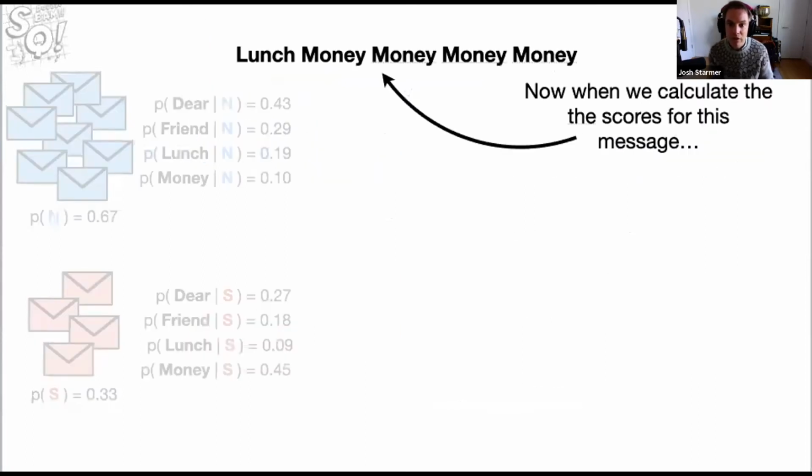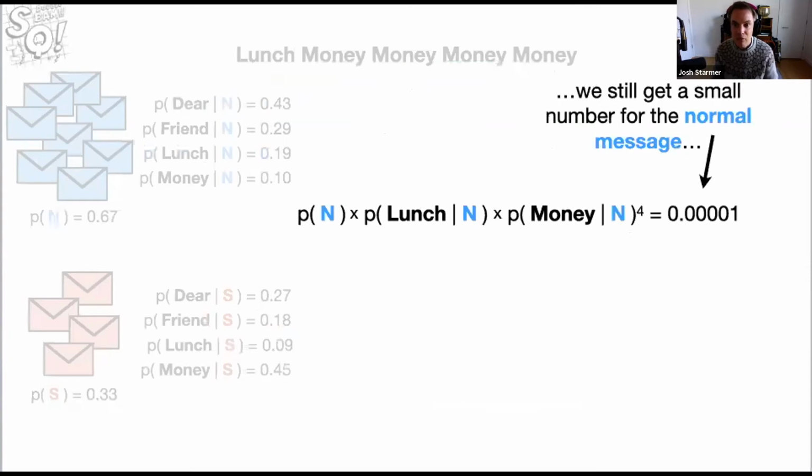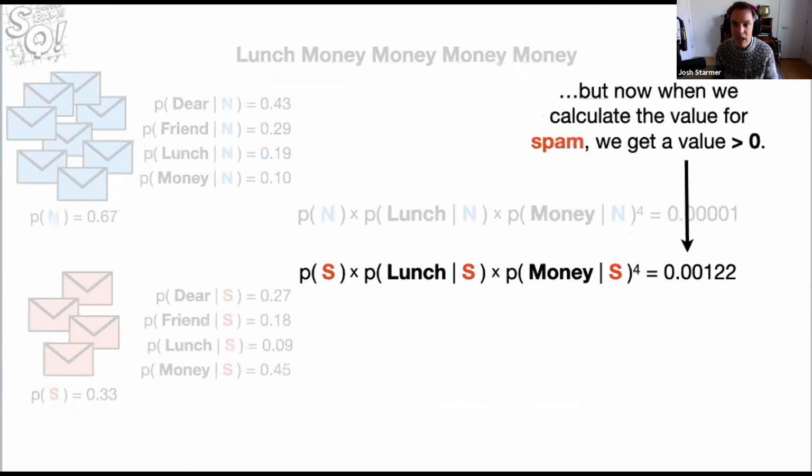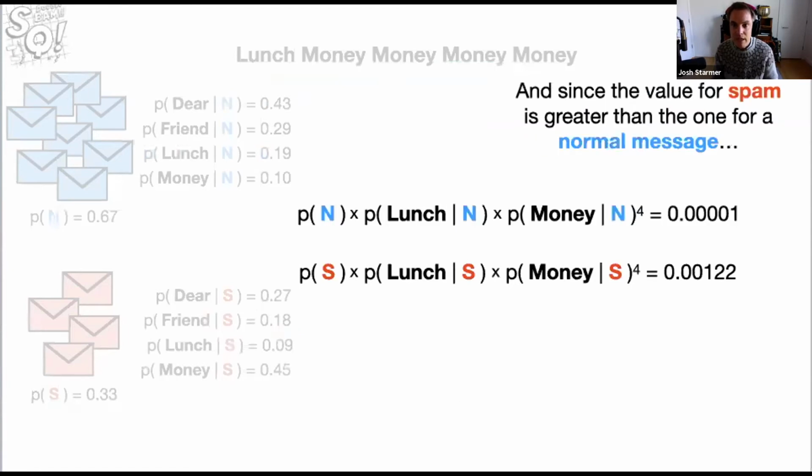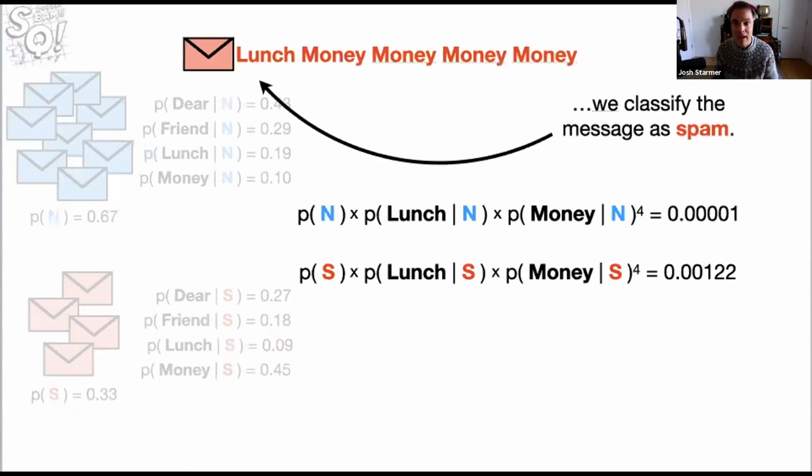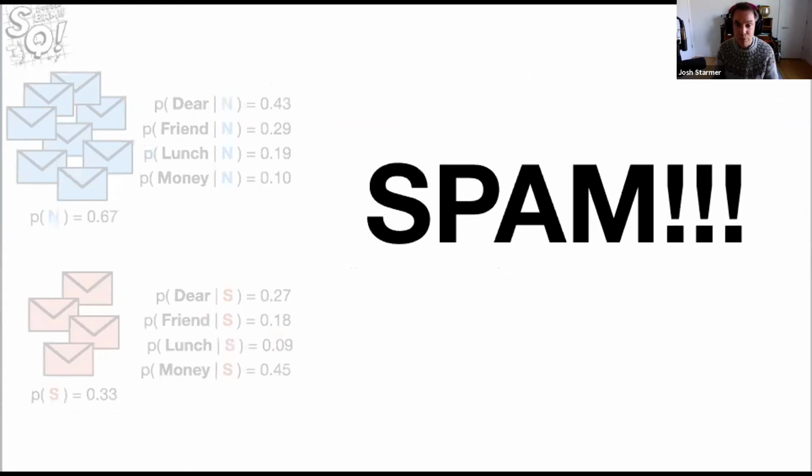Now when we calculate the scores for this message, we still get a small number for the normal message. But now when we calculate the value for spam, we get a value that's greater than 0. And since the value for spam is greater than the one for a normal message, we classify the message as spam.